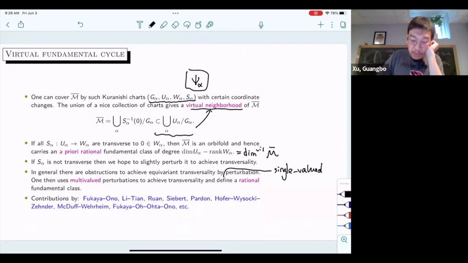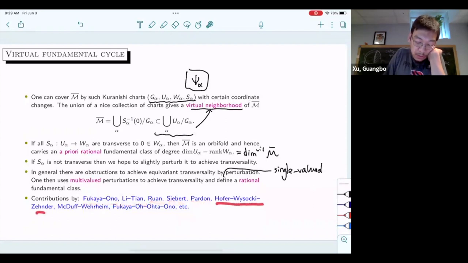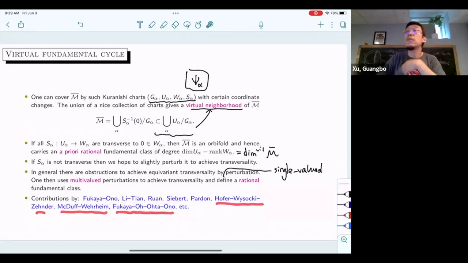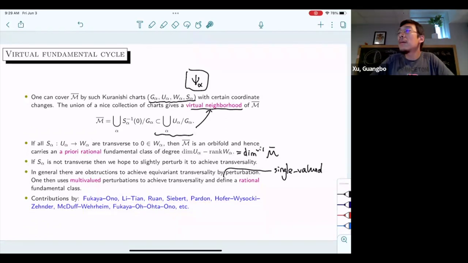Okay. So let me just finish this part by mentioning that the credit for all those developments of virtual fundamental cycles goes back to Fukaya-Ono, Li-Tian, Ruan, Siebert, Pardon, and Hofer-Wysocki-Zehnder, McDuff-Wehrheim, and Fukaya-Oh-Ohta-Ono, et cetera, although their settings may differ a little bit and their constructions may also differ to some degree. However, the idea of finite dimensional reduction is basically included in all those approaches.